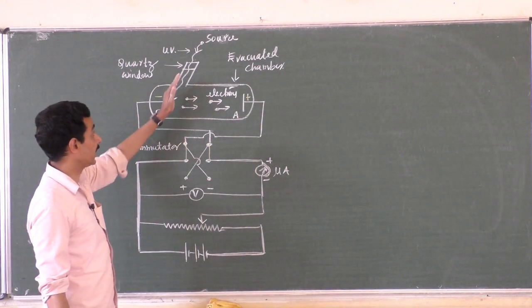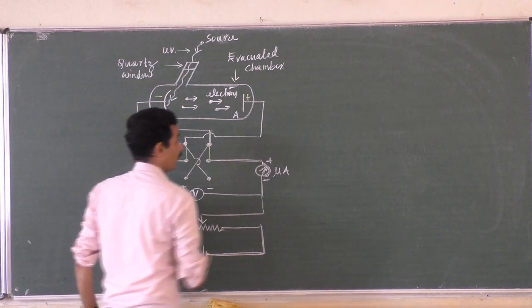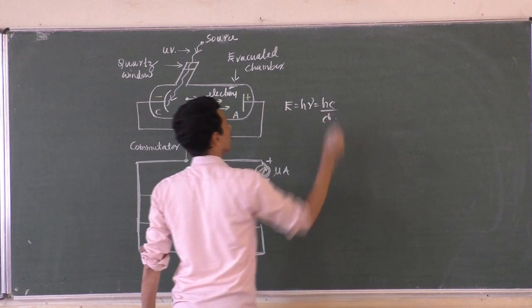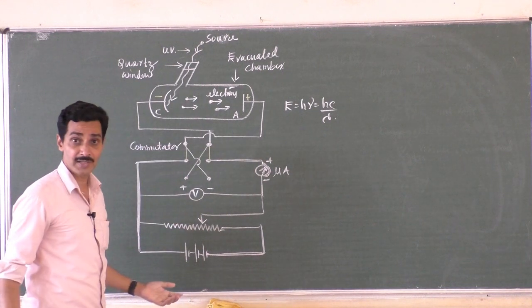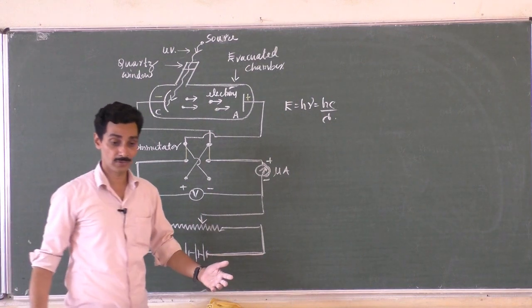As soon as light of suitable frequency and energy, of course, falls on the surface, E is equal to h nu is equal to hc by lambda, electrons are emitted from the surface. Electrons, as soon as they come out, they see the outside world. Oh, it is vacuum. Nobody is there to oppose us.